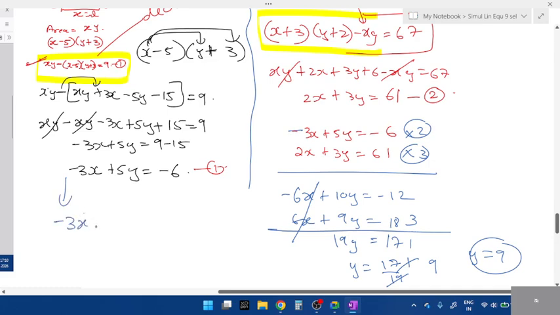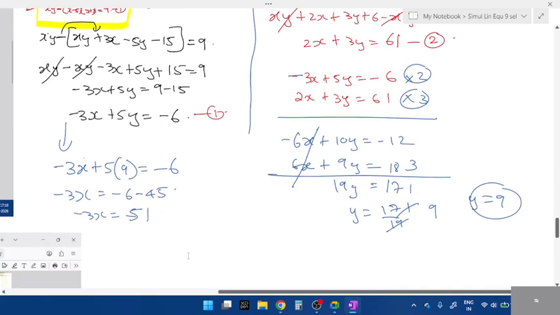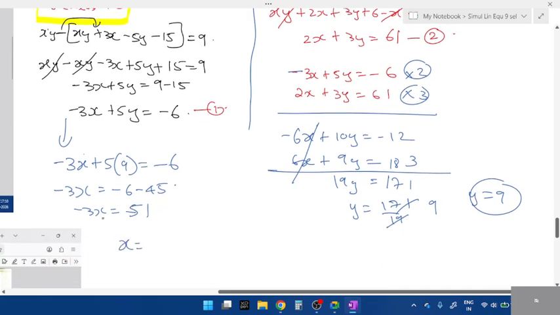Minus 3x, 45 goes to the other side and becomes, look, minus into minus is plus, you have to add, minus 51. Then minus 3x, see, before 3 and x there is no sign, so it is multiplication, which means you have to divide by 3 along with that minus. Minus and minus get cancelled, x is equal.